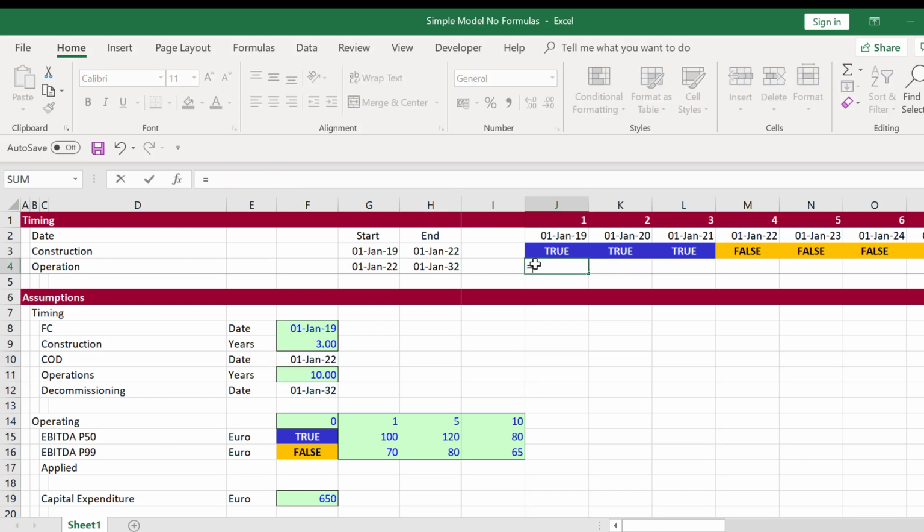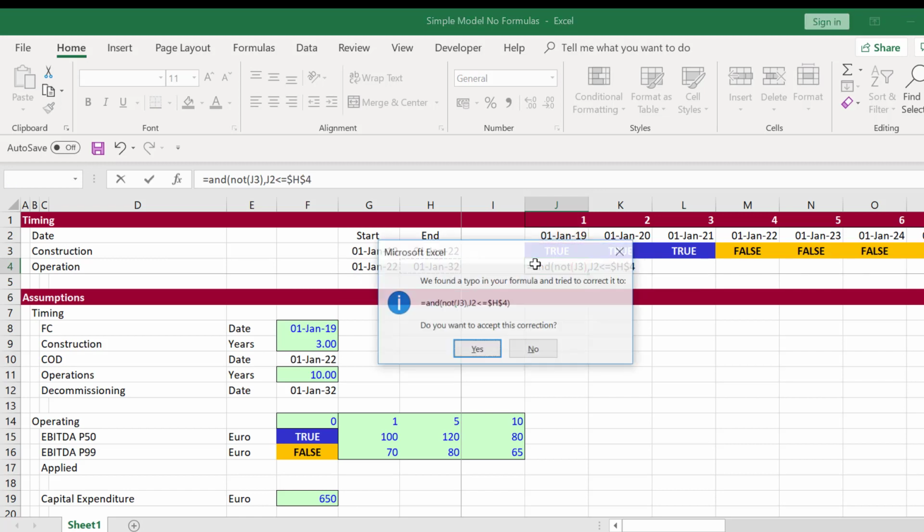So I was doing that to show you the end date, and we can put an AND statement and put a NOT during the construction period. There are no rules here, and you go up to this and make it less than or equal to the end date.